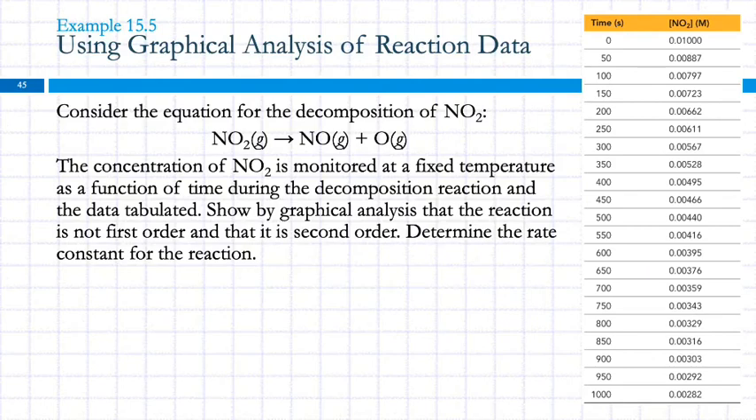So consider this equation, decomposition of NO2. The concentration of NO2 is monitored at a fixed temperature as a function of time. During this decomposition reaction, the data is tabulated. Show by graphical analysis that the reaction is not first order and that it is second order. Determine the rate constant for the reaction. So we got this table of numbers. How do we show that it is not first order?